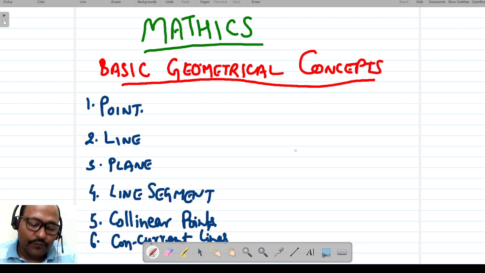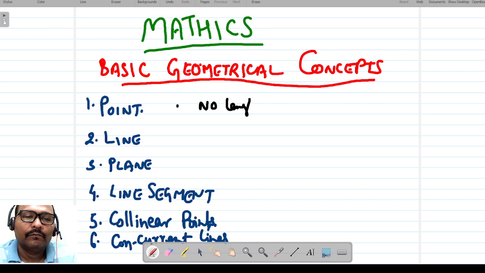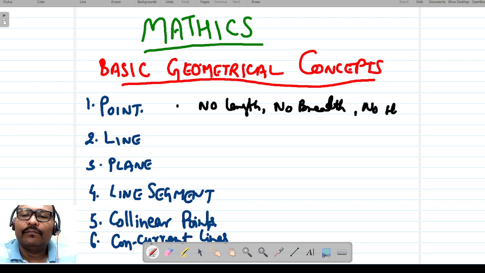Okay, first we are just mentioning the point. क्या होता है? Point is a dot only, right? This is a point. Okay, it's having no length, no breadth, and even no height. This is a point. This is a definition of point, right?